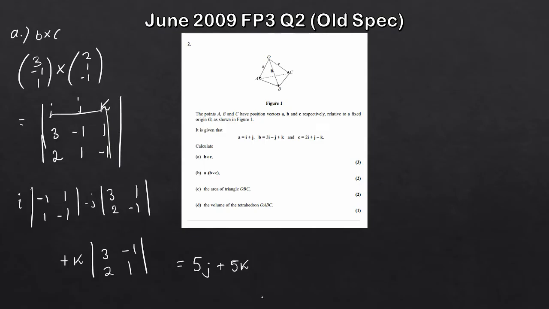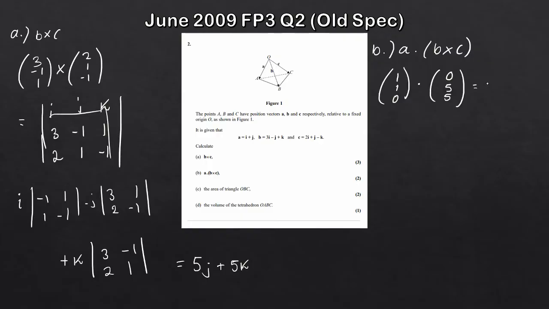Now the next part asks us to work out A dotted with B cross with C. But we've just worked out B cross with C. So all we've actually got to do now is work out A dotted with B cross with C. But A is just 1, 1, 0, okay, because we have no k component, dotted with 0, 5, 5. So this is going to be quite a nice one.